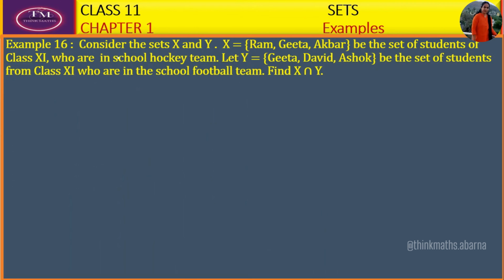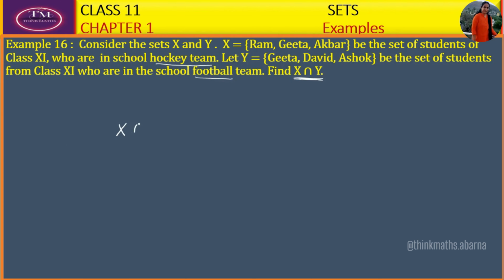So this is from another example. In example 14 we saw this X and Y. So consider the sets X and Y. X is the set of all Ram, Geeta, Akbar, the set of students of class 11 who are in the school hockey team, and Y is the set of all Geeta, David, Ashok, the set of students of class 11 who are in the school football team. What we have to find? Here we have to find X intersection Y.